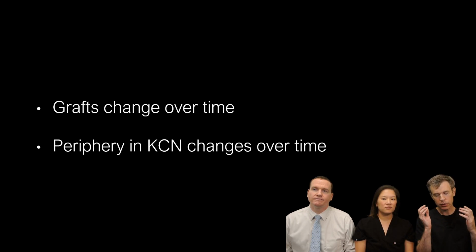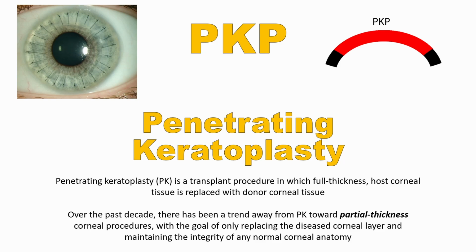And also remember, keratoconus can lead to a corneal transplant. The patient still has keratoconus, and the periphery can thin out over time as well. I think when we think about corneal grafts, the one that comes to mind most readily is PKP, penetrating keratoplasty, which is a full thickness transplant.